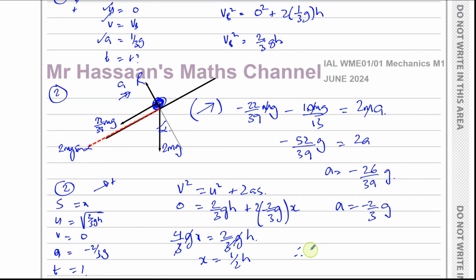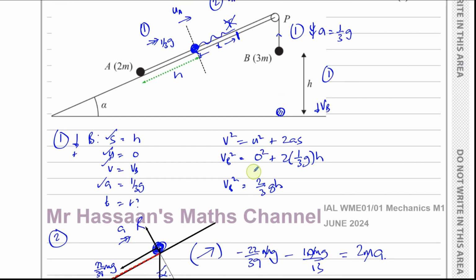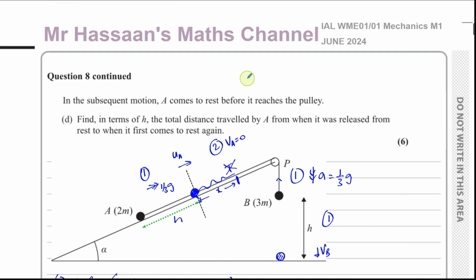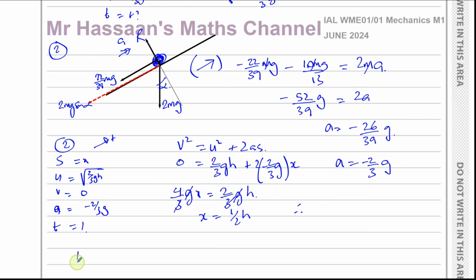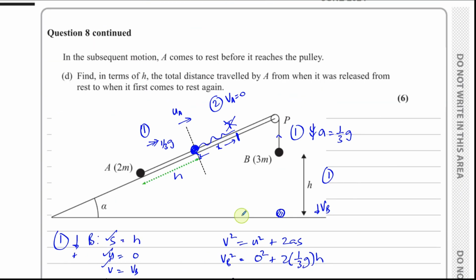So therefore, the total distance we need is h plus x. So the total distance moved by A is going to be equal to h plus a half h, which is 1 plus 1 over 2, which is 3 over 2 h. So there's the answer for part D of this question.